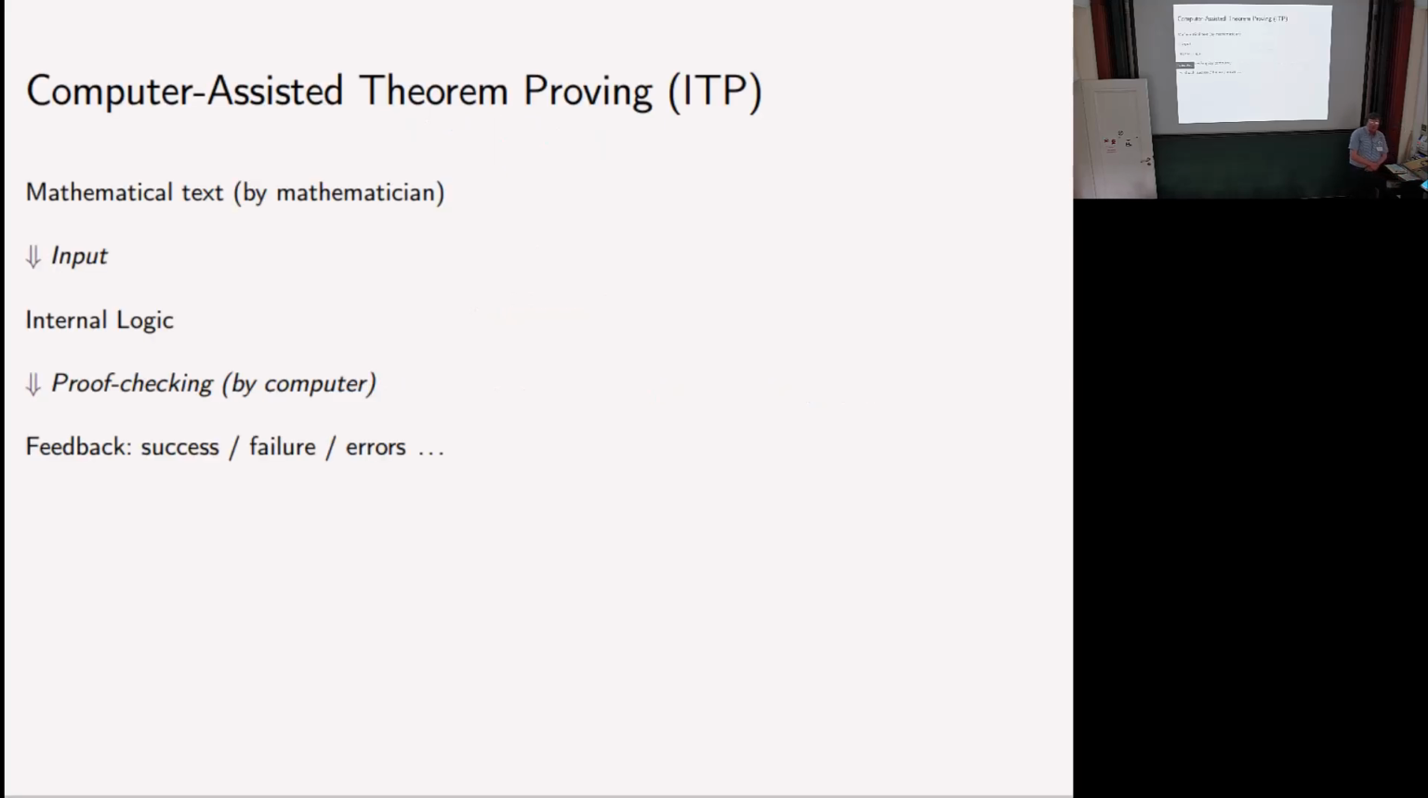So going back to ITP, you've seen it already. What is it basically? You have a mathematical text, and these mathematical texts come in various formats, just as we heard. They are input into a system which obviously has some internal representation, internal logic for that. And then there is proof checking going on by the computer, first by the mathematician, and you get some appropriate feedback.